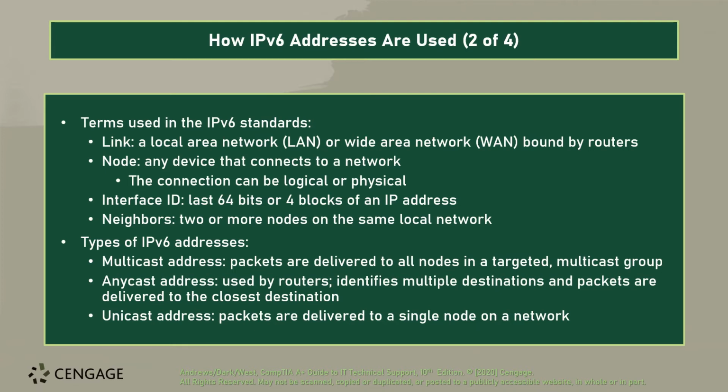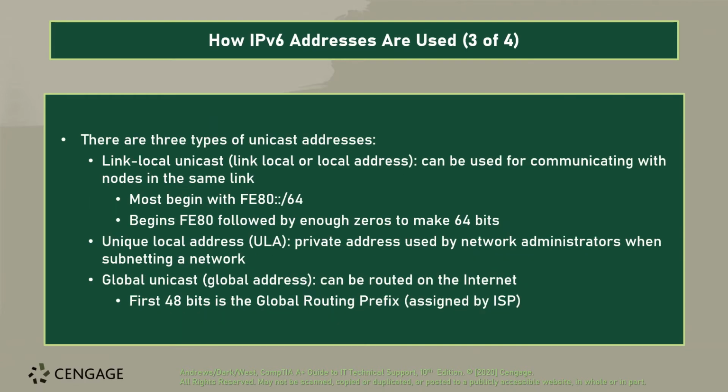There are also some types of IPv6 addresses that you may or may not be aware of. Multicast, which we talked about a little bit ago, are packets that are delivered to all nodes in a targeted group. Those are the ones that in IPv4 would use the class D addresses. An Anycast address is going to be used by a router to identify multiple destinations and packets are delivered to the closest one, and then a unicast address where packets are delivered to a single node on the network.